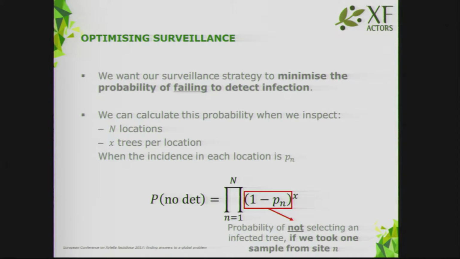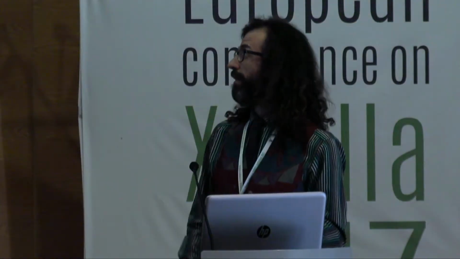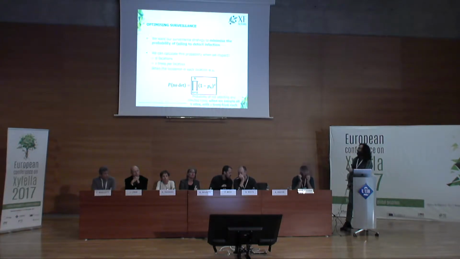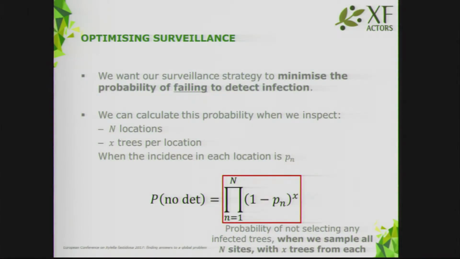So Pn here is our incidence within any particular grid cell. So 1 minus Pn can be considered to be the probability of not selecting an infected tree if we were to take a single sample from that cell. And we can scale this up if we're assuming we're taking X samples from a single site by multiplying that probability with itself an appropriate number of times. And this gives us an estimate of the probability of not selecting any infected trees from that cell, given a sampling effort of X. And we can then calculate the probability of not selecting any infected trees in any of our n visited sites by just simply multiplying these probabilities together for all those n sites.